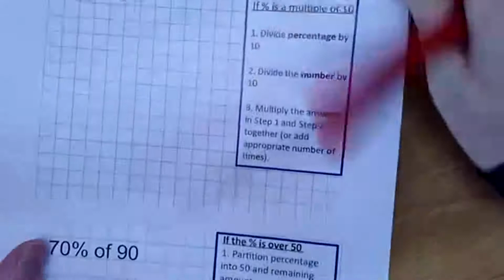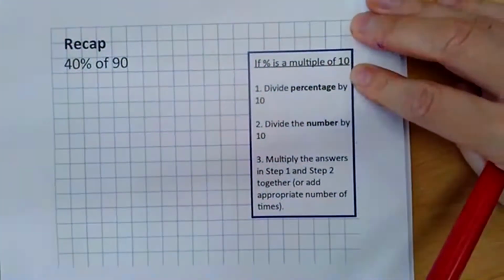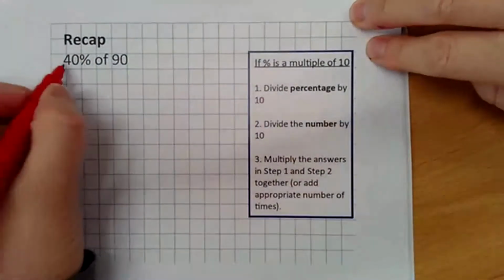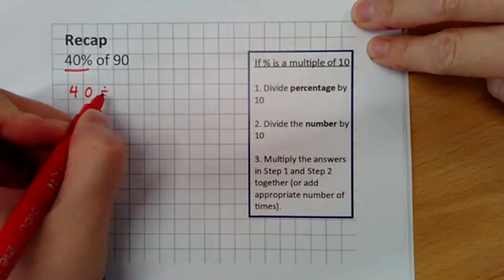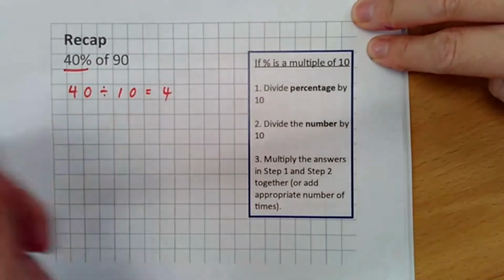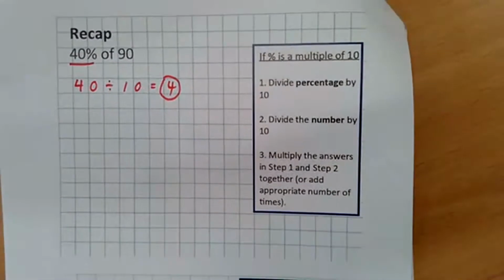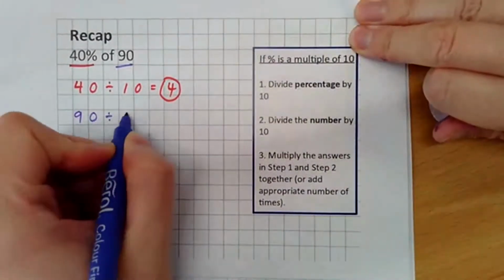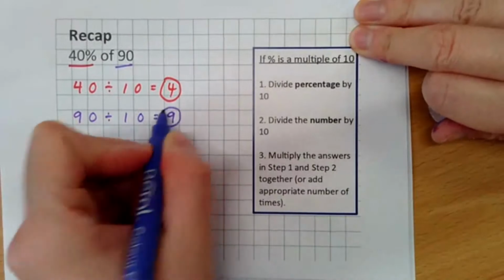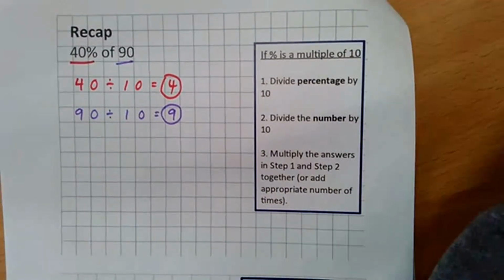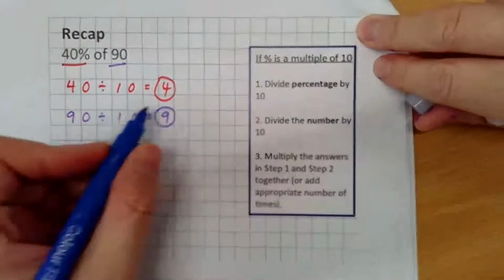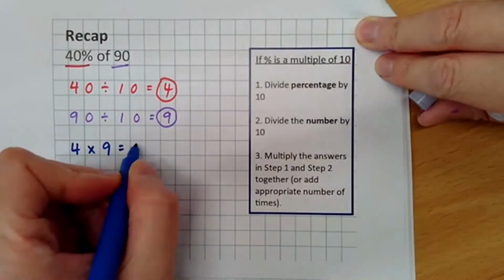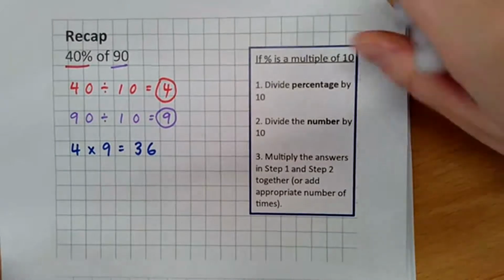Let's recap how to find 40% of 90. So remember, we're going to divide our percentage first by 10. So 40 divided by 10 equals 4. And then we're going to divide the number by 10. So the number is 90, and that's divided by 10 equals 9. And then we're going to multiply the answers in step 1 and 2. So 4 times 9 equals 36. Fantastic.